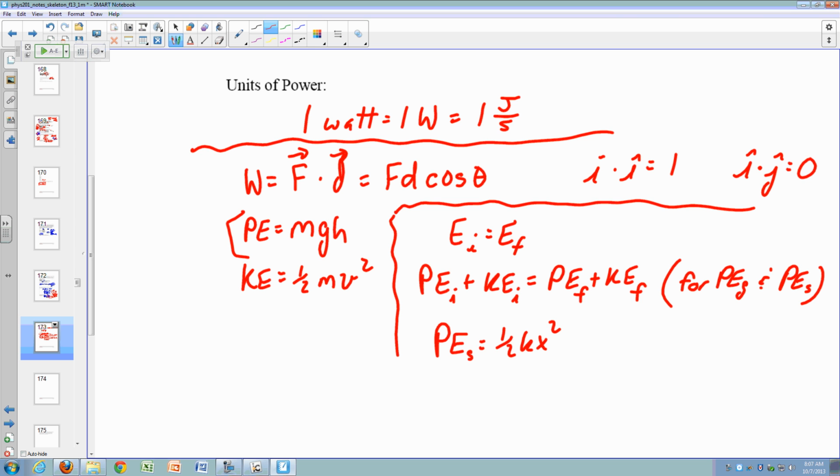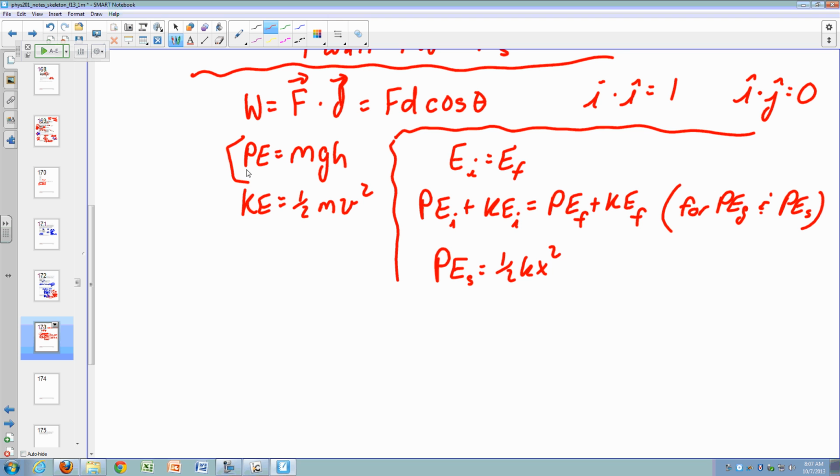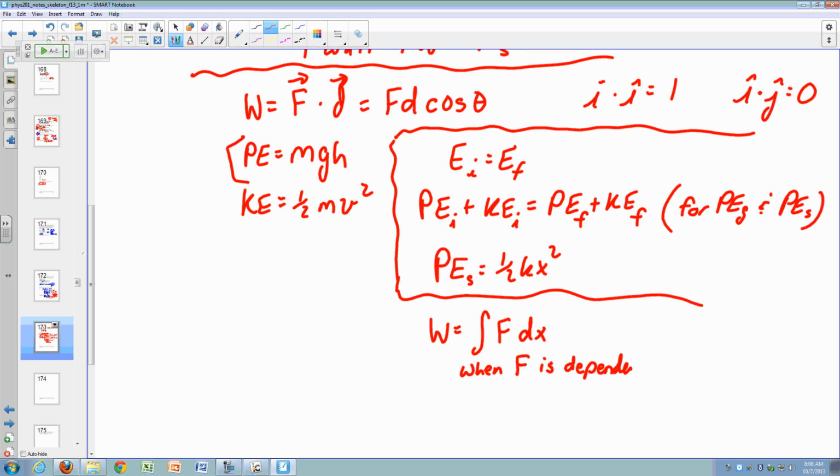And then also what we just did is that when I have a position-dependent force, that is, when my force changes with the position, then the work done by that force is equal to the integral of F dx. That's when F is dependent upon x. And then finally, the definition of power is just work or energy over time.